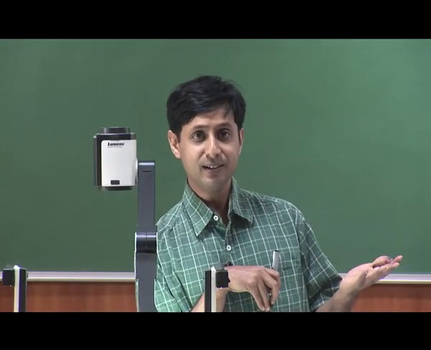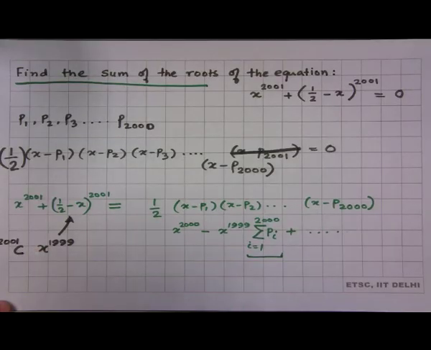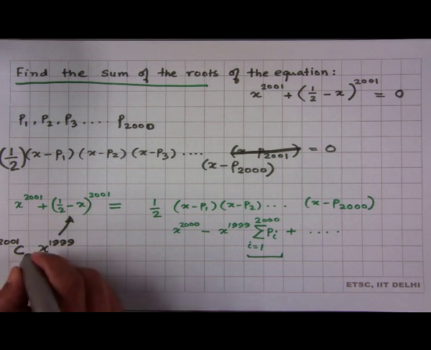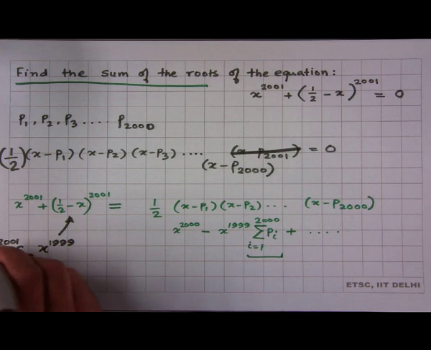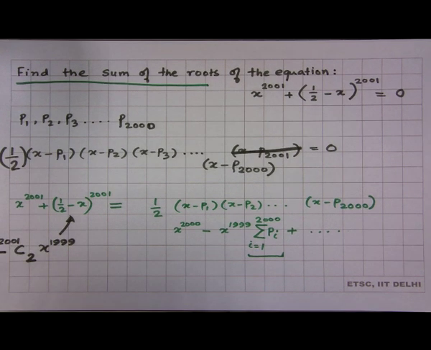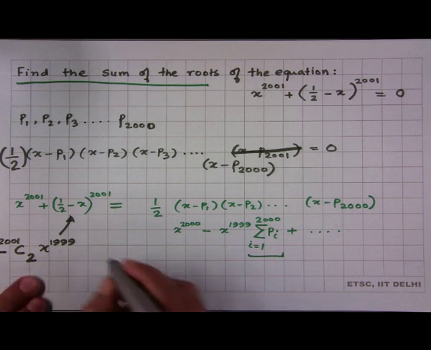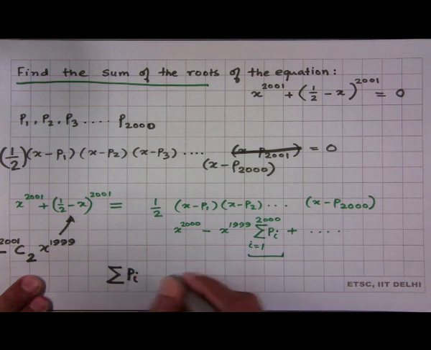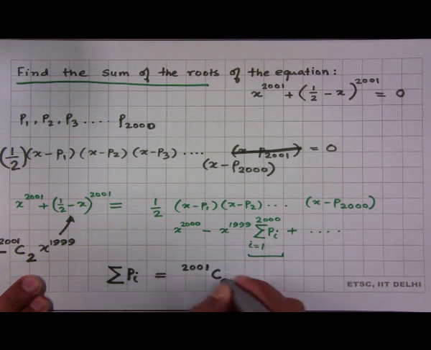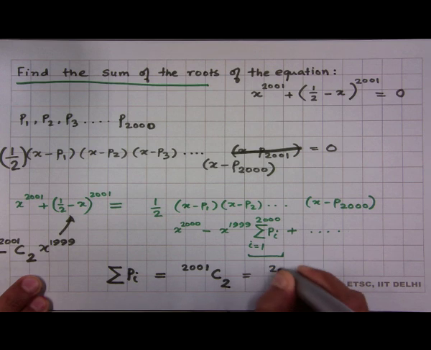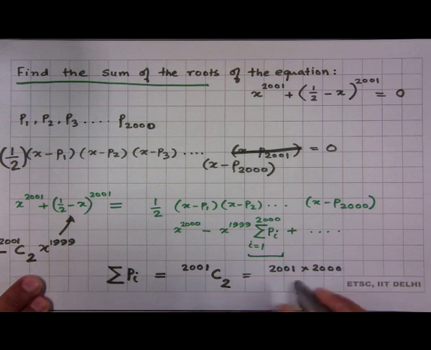and what is that going to be? 2001 choose 2. All right, so what is your final answer? Your final answer is sigma p_i is equal to 2001 choose 2, which is nothing but 2001 into 2000 by 2.